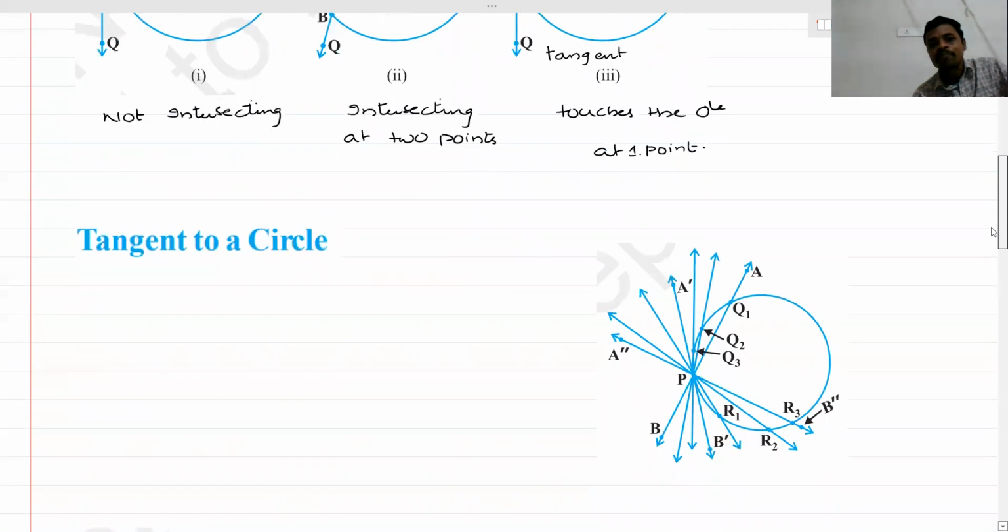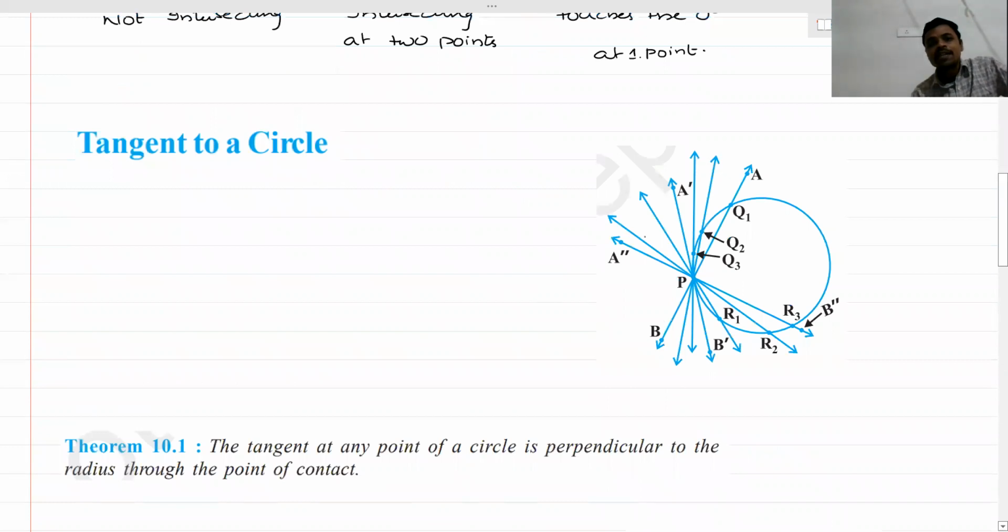Now when you observe this diagram, at one point we can draw only one tangent. We cannot draw a number of tangents through one point. If you see this diagram, for this point we are drawing only one tangent. This is the tangent. If you consider this line AB, it is intersecting at two different points, so this is not a tangent, and this is also not a tangent. And this will be the tangent.